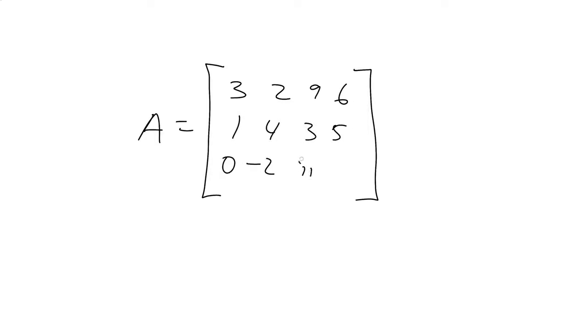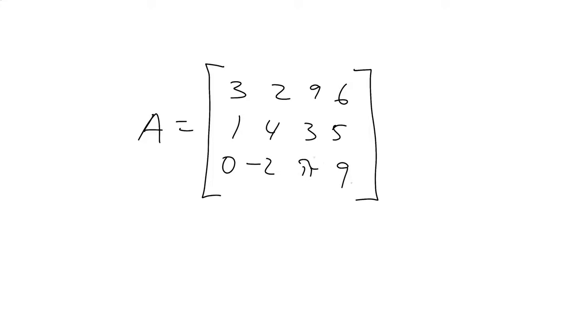We're going to be using capital letters to denote matrices, like maybe the capital letter A, and we're not going to put any kind of thing on the top like we did for vectors, so a little inconsistent there, but that's how we're going to do it. And let me just make a matrix: 3, 2, 9, 6, 1, 4, 3, 5, 0, negative 2, pi, 9.